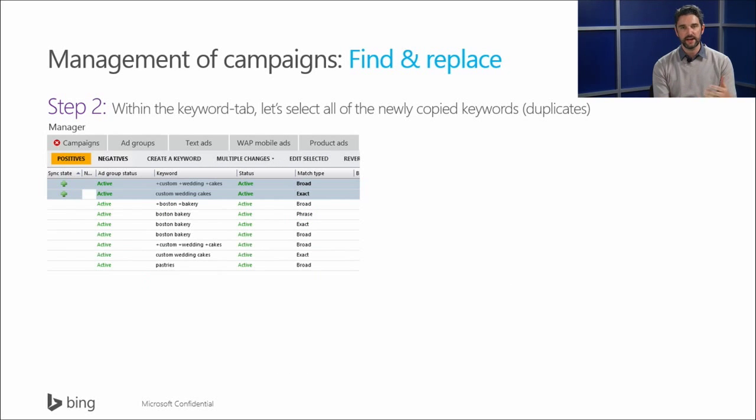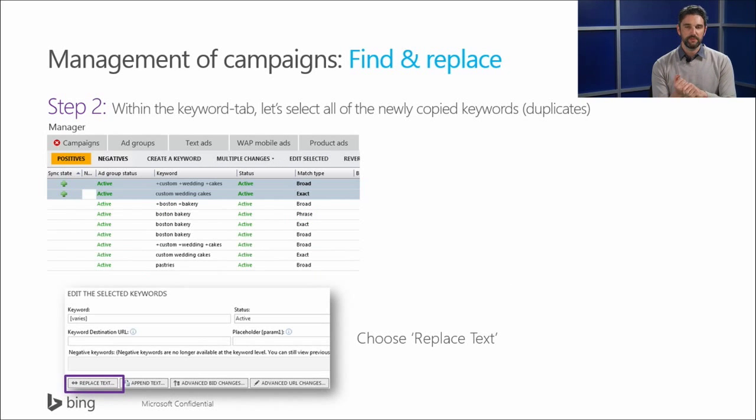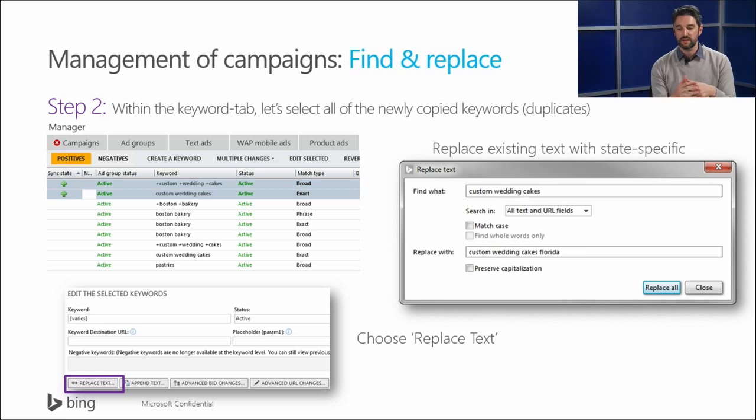Well, what do I need to do now? I'm going to go into my editor pane and I'm going to replace text. I'm going to select those particular keywords, custom wedding cakes, and I want to change and replace that text from custom wedding cakes to custom wedding cakes Florida. Or I want to find everything specific to Florida and change it to Texas or to New York or to California.